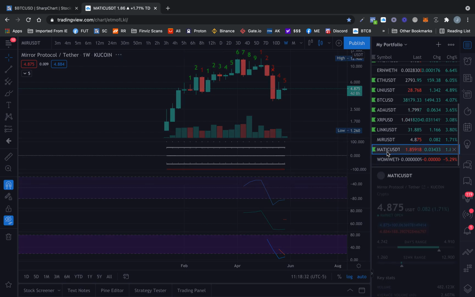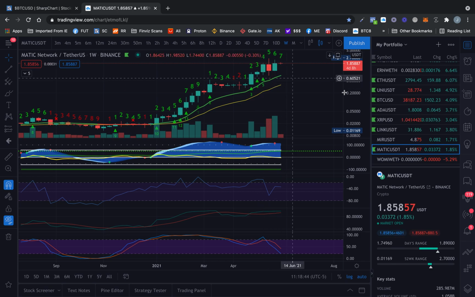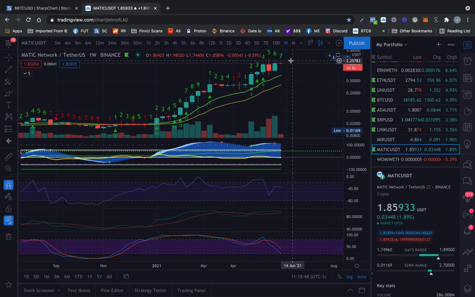So Matic, it held really strong. Didn't even crack below your 21-week moving average, which is really strong. This thing, I think, could run at least another week or two, run up to a 9 count, and I might take some profit off the table, maybe sell half.